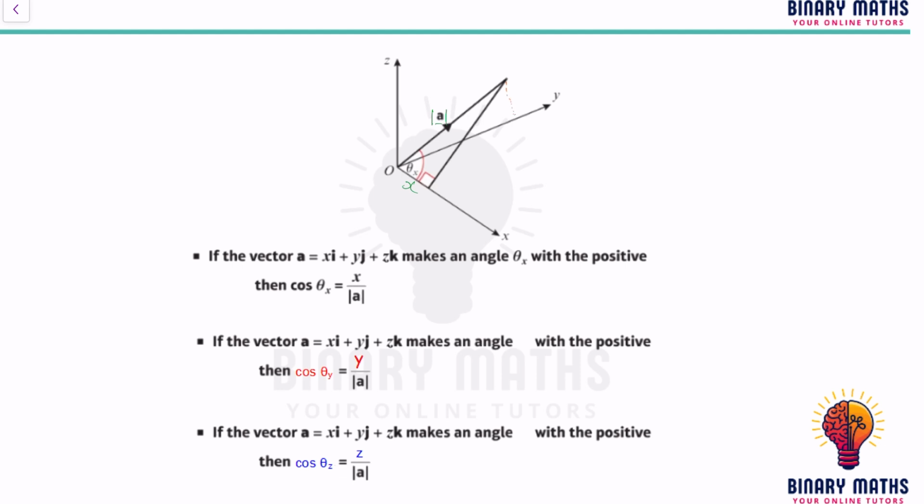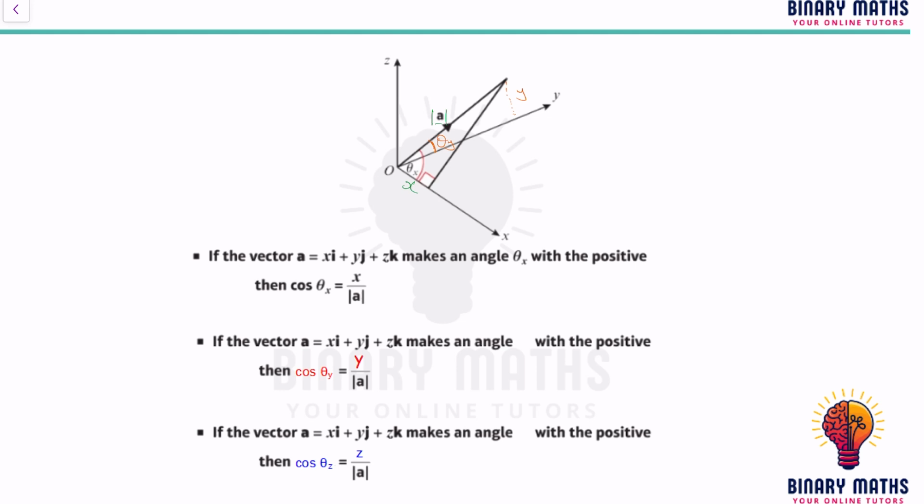So this is theta y. Then we know the magnitude of A and we know this value, which is y. So again, we've got adjacent and hypotenuse of theta y. So that means we've got the cos ratio. So it becomes cos theta y is equal to y over the magnitude of A.